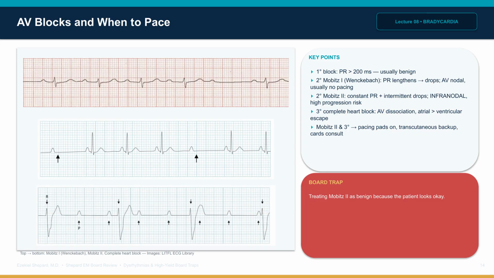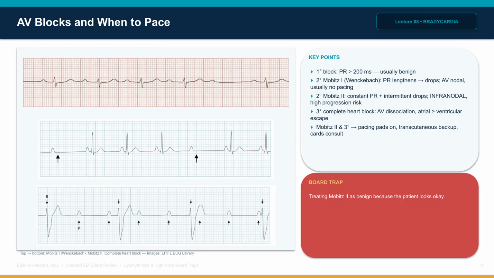AV blocks have predictable patterns. First-degree block is a prolonged PR over 200 milliseconds, usually benign. Second-degree Mobitz type 1 shows progressive PR prolongation until a drop beat, often AV nodal, and usually does not need pacing. Second-degree Mobitz type 2 has constant PR with intermittent drop beats, infranodal location, and high risk of progression to complete block. Third-degree complete heart block has AV dissociation with the atrial rate faster than the ventricular escape rate. Mobitz type 2 and third-degree block need pacing pads on, transcutaneous backup ready, and cardiology involvement for transvenous or permanent pacing. The board concept is that the pattern predicts the location, and the location predicts the risk.